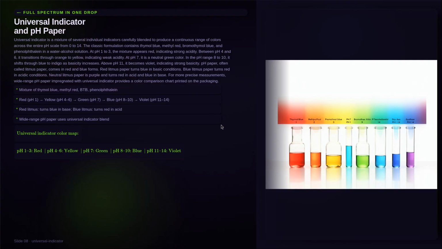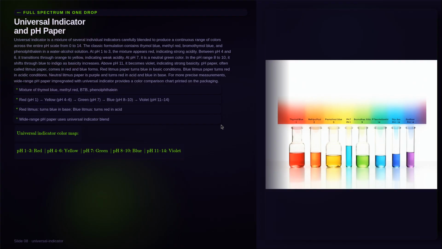At pH 1 to 3, the mixture appears red, indicating strong acidity. Between pH 4 and 6, it transitions through orange to yellow, indicating weak acidity. At pH 7, it is a neutral green color. In the pH range 8 to 10, it shifts through blue to indigo as basicity increases. Above pH 11, it becomes violet, indicating strong basicity.